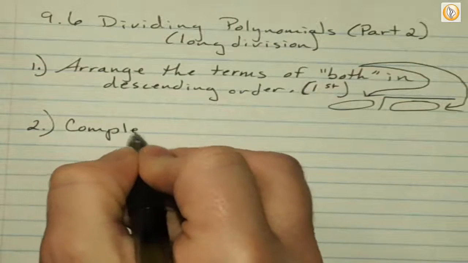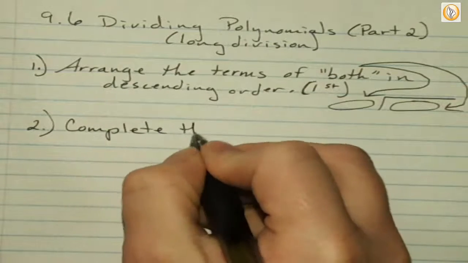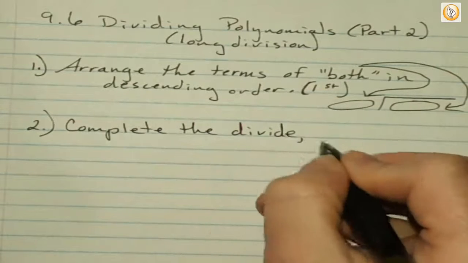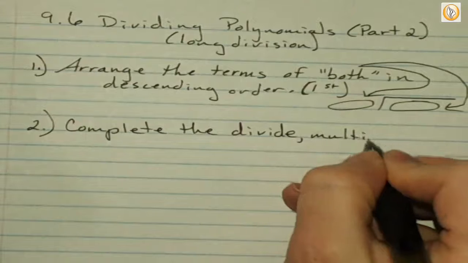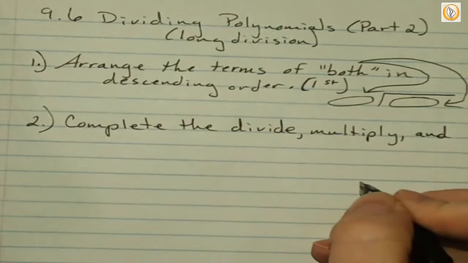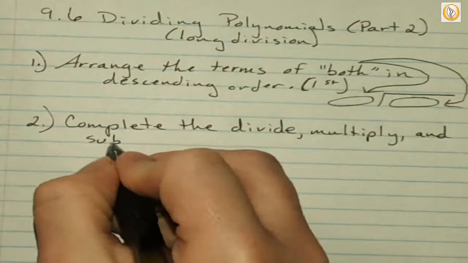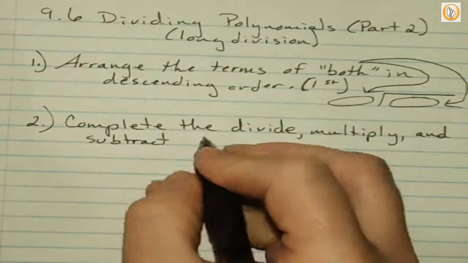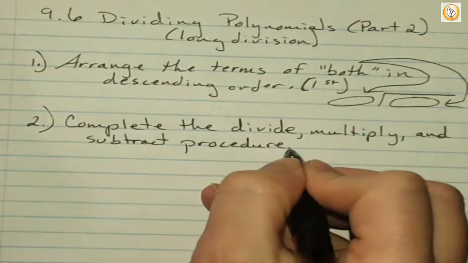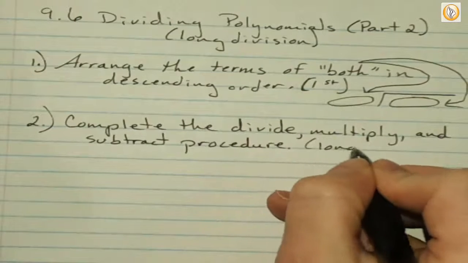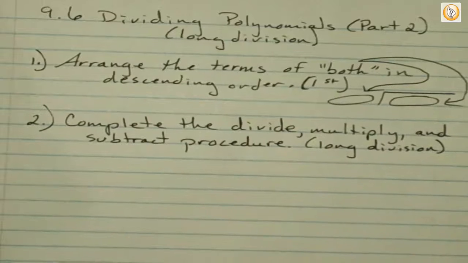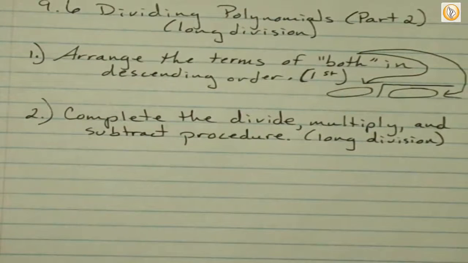Step 2. You're going to complete the divide, multiply, and subtract procedure when it comes to long division. And what that means is, go through the methods.